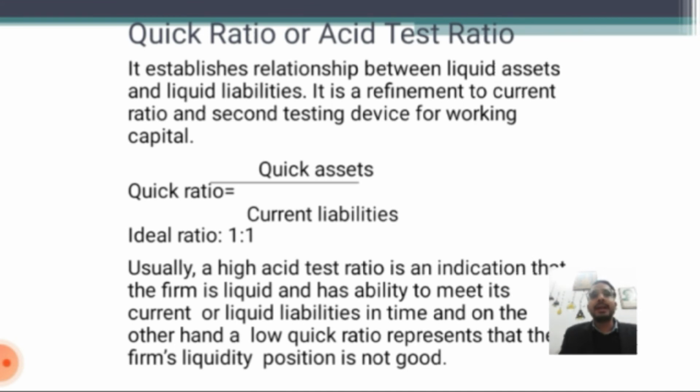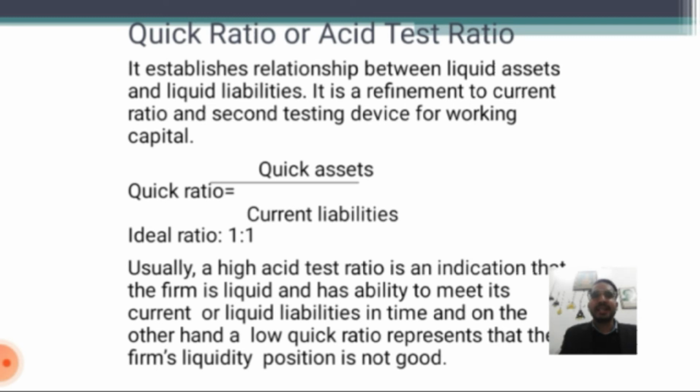Quick ratio, or acid test ratio, is established as a relationship between liquid assets and current liabilities. It is a refinement of the current ratio and a second testing device for working capital. Quick ratio is equal to quick assets divided by current liabilities. Ideal ratio is 1:1.